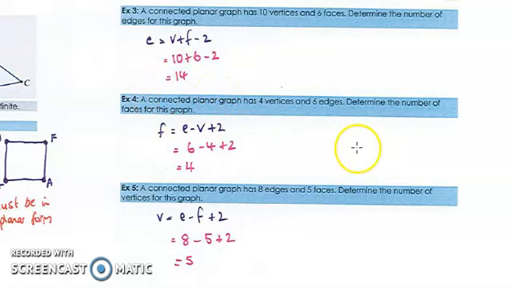Okay. Same thing here, a connected planar graph has 4 vertices and 6 edges. Determine the number of faces. We just use this formula here. So 6 minus 4, edges and vertices, plus 2 is equal to 4. So we're expecting 4 faces with 4 vertices and 6 edges. And the last one, a connected planar graph has 8 edges, 5 faces. We're trying to determine the amount of vertices. Plug in edges, plug in faces, and work this out to the amount of points for vertices. In this case, it is equal to 5.